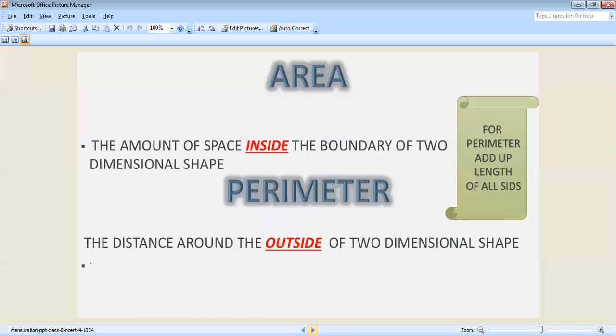So here, area is the amount of space inside the boundary. Perimeter is the distance around the outside of the two-dimensional space, and the area is the amount of space inside the boundary of two-dimensional space. Perimeter means the total around the outside we have taken. Area means inside only we have taken that part.